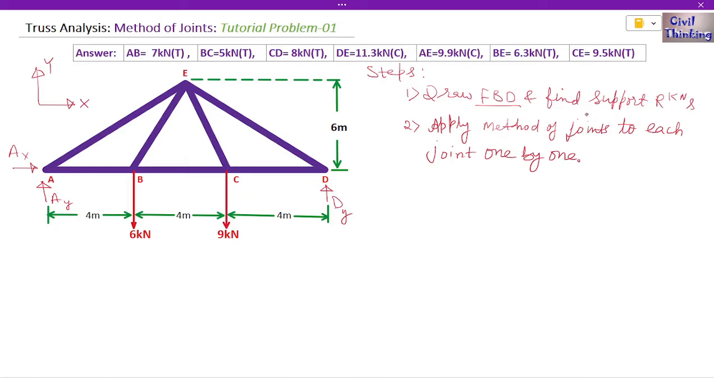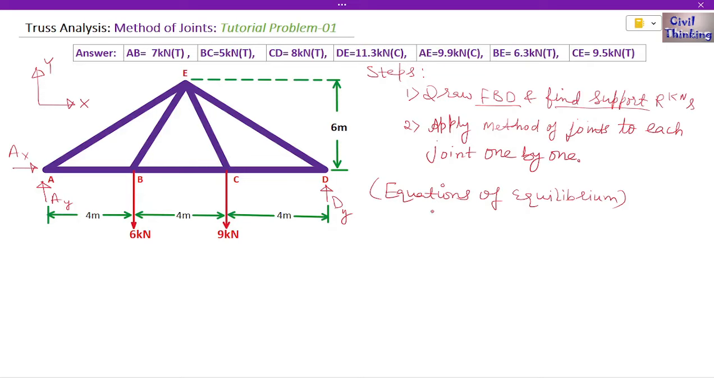Now we have to find the support reactions. How do we find them? We find the support reactions by applying the equations of equilibrium.